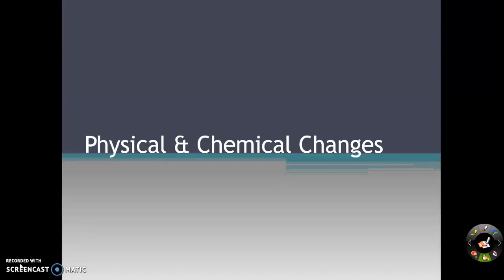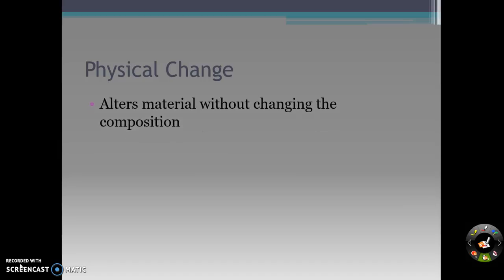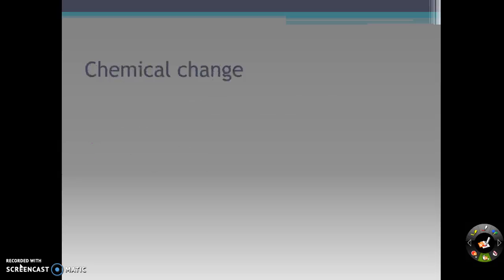All right, we're going to talk about physical and chemical changes. A physical change is going to alter material without actually changing the composition. So the reaction can usually be reversed. If you cut a piece of metal, you can put the piece of metal back together. If you melt ice, you can put it back in the freezer and get your solid back. So physical changes aren't changing what the material is, they're just changing how the material looks. You can usually reverse these physical changes.